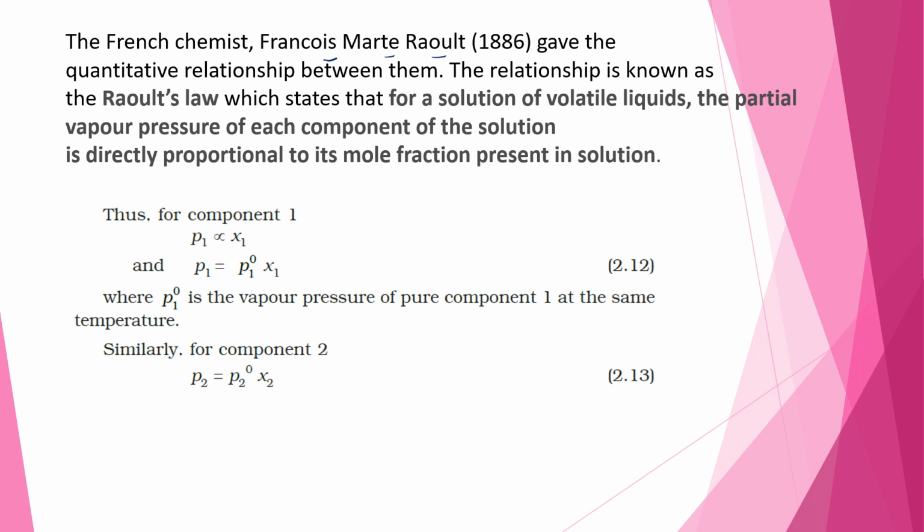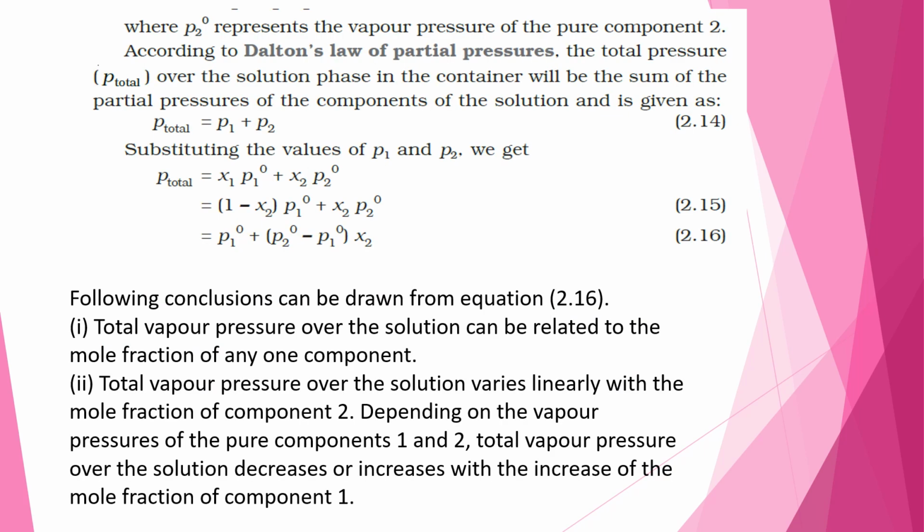The relationship is known as Raoult's law, which states that for a solution of volatile liquids, the partial vapor pressure of each component of the solution is directly proportional to its mole fraction present in solution. Thus, for component 1, P1 is directly proportional to chi1. Therefore, P1 is equal to P1 naught into chi1, where P1 naught is the vapor pressure of pure component 1 at the same temperature. Similarly, we can write for component 2, P2 is equal to P2 naught into chi2, where P2 naught represents the vapor pressure of pure component 2.